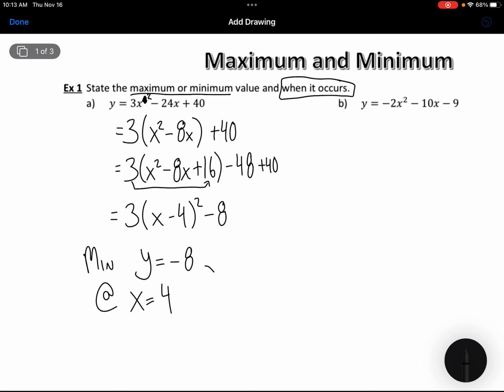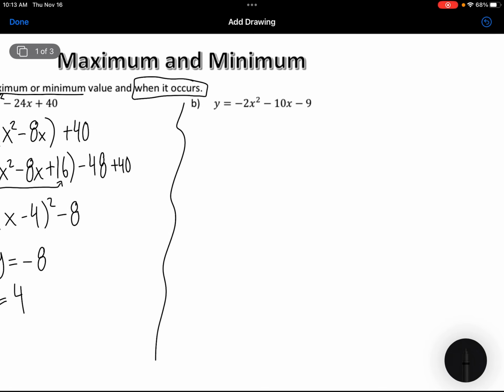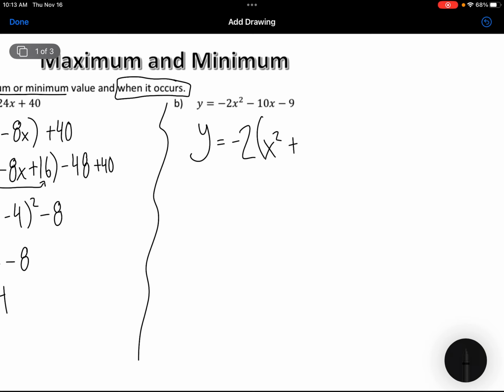Okay, so if we're looking at the next one, we've got y equals negative 2. We're taking that out of the first two terms, x squared. Now we need to make it plus 5x because we're dividing by negative 2. Now here we're going to get a fraction, but that's okay. We've got negative 2, x squared plus 5x. Now I'm going to half 5, so I'm going to get 5 over 2, and I'm going to square it. That's going to become 25 over 4. 5 squared is 25, 2 squared is 4.